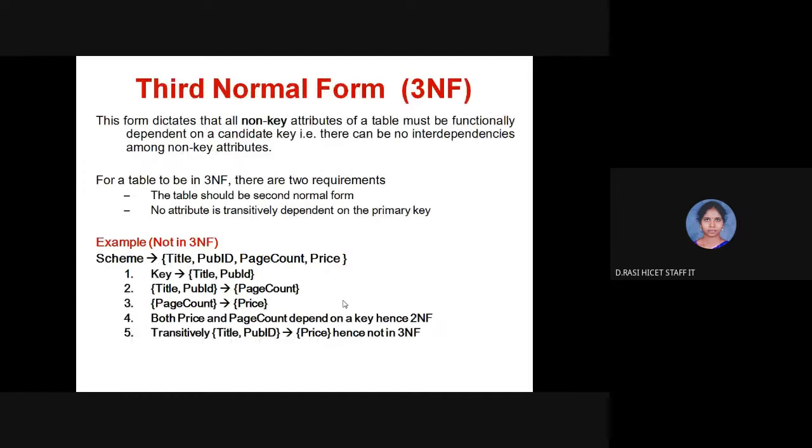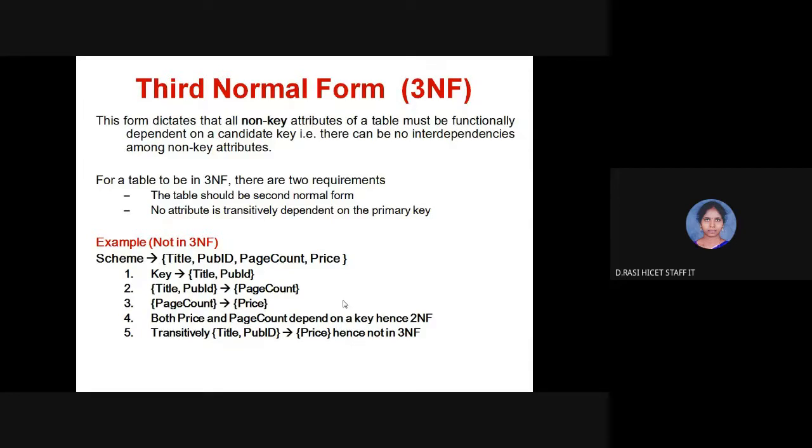Now, moving to third normal form. This dictates that all non-key attributes of a table must be functionally dependent on a candidate key. That is, there can be no interdependencies among non-key attributes, like A to B, B to C. There should be no interdependency; a non-key attribute should depend functionally on the key.